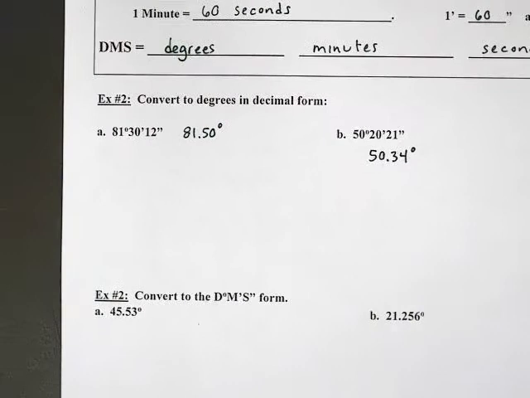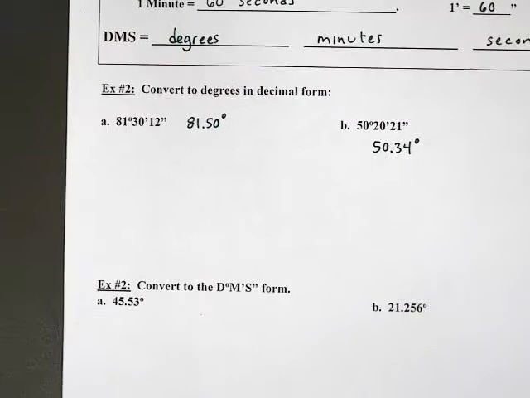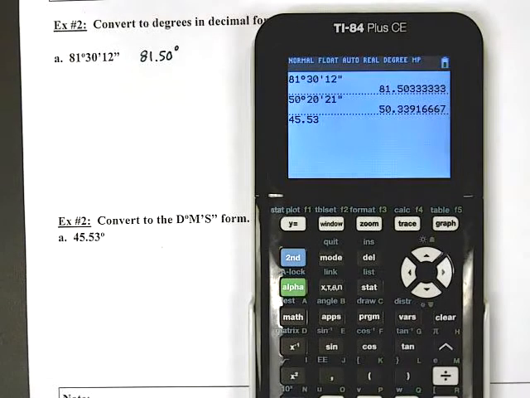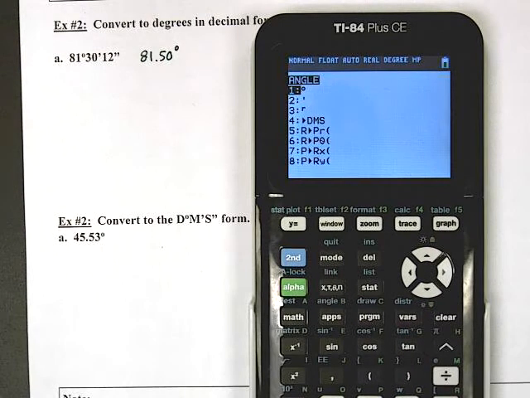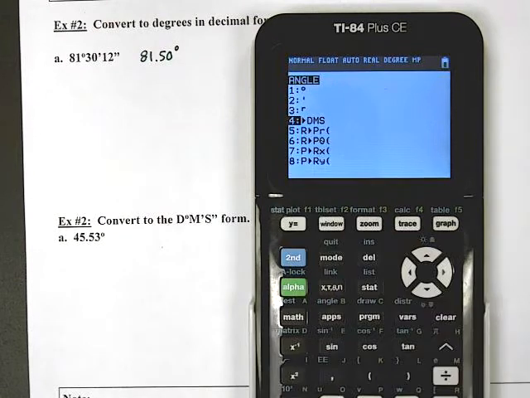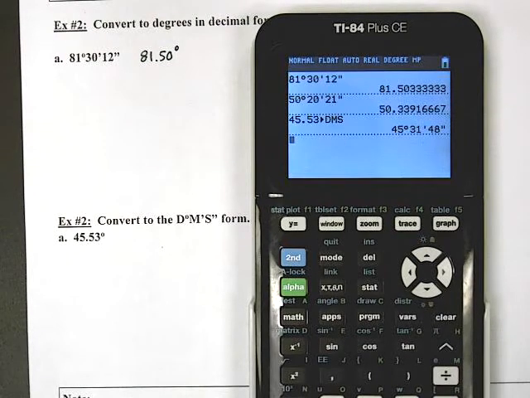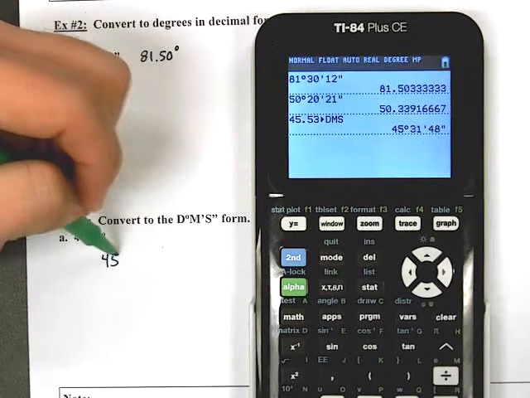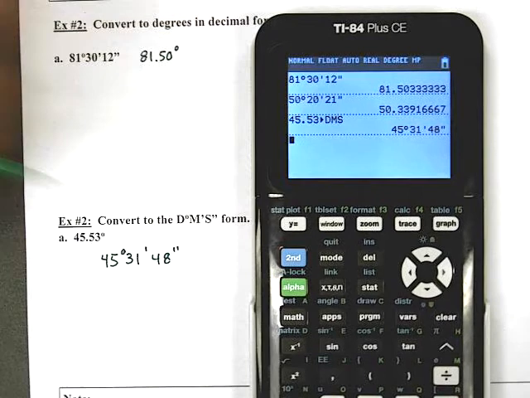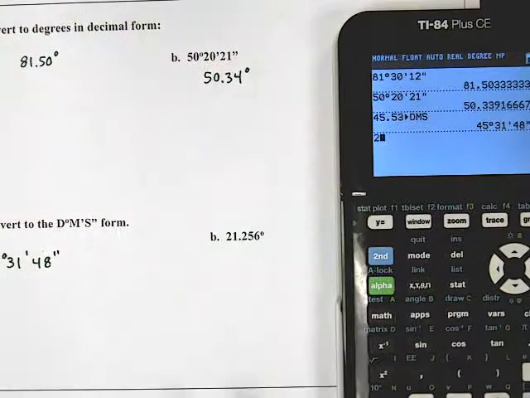When we're trying to convert to DMS form, I want you to understand that, again, this is all calculator. All right, so you type in 45.53, and then we're going to go back to that angle menu, and if you notice number 4 right here, this says convert to DMS. So I'm going to hit that, hit enter, and we've got it: 45 degrees, 31 minutes, 48 seconds. Pretty easy, right?